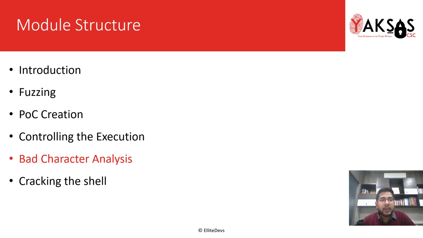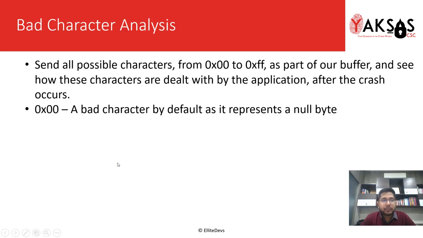This is the module structure. We are on part 5, that is bad character analysis. So what is bad character analysis? In bad character analysis, we send all possible characters to the application from hex 00 to hex FF as part of a buffer and see how these characters are treated by the application, and if any of these characters are mangled by the application or it breaks our buffer.